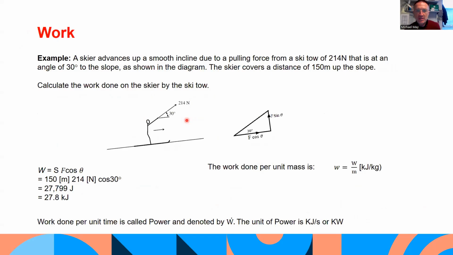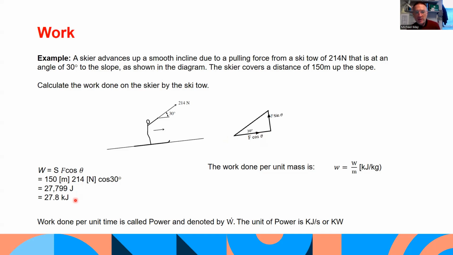is slightly different. Here we have an example of a skier being pulled up a slope by a ski tow, and the tow is acting at an angle of 30 degrees to the slope. So what we need to do is resolve the force into its horizontal and vertical components. The vertical component is not doing any of the work. All the work is being done by the horizontal component, so we multiply the horizontal component by the displacement. So you've got S multiplied by F cosine theta, and that gives you the work done during that process.